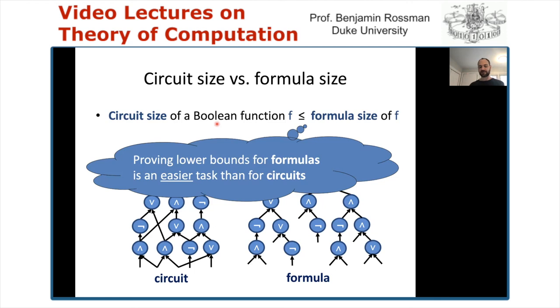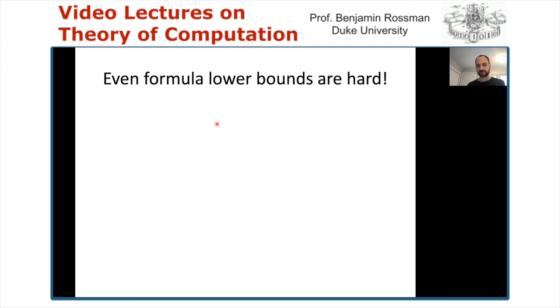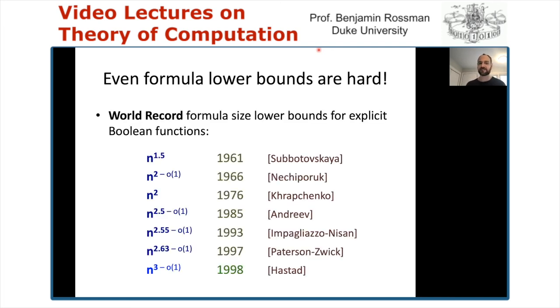So we saw that proving circuit lower bounds is hard. The best lower bounds that are known are merely linear. What about formulas? It turns out that even formula lower bounds are hard. And here's the history of the strongest known formula size lower bounds for explicit Boolean functions. This problem has been studied for a long time, and there was a very gradual sequence of improvements, but for over 20 years, the strongest lower bounds have been stuck at just shy of cubic. There was recently some low order improvement inside of this little o(1) by Tal a few years ago, but this is one of the major frontiers in complexity theory: to prove lower bounds better than n cubed.